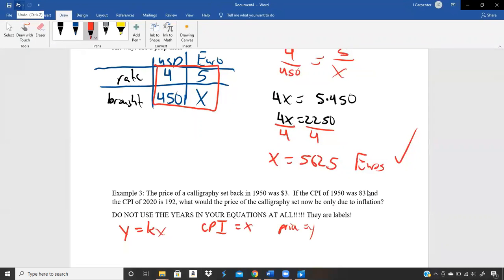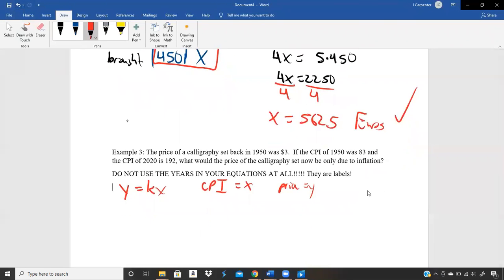Now, how do we know what numbers to pair together? Well, based on the year. 1950 was a $3 price and a CPI of 83. So let's put those together. So for the 1950, the y was the price, that's 3 equals, K is K for now, and the x is the CPI of 83. Now we're going to have to divide both sides by 83. I'm going to skip the rewrite this time.